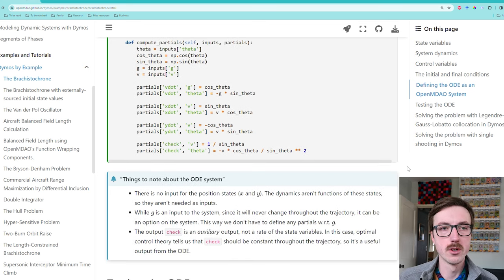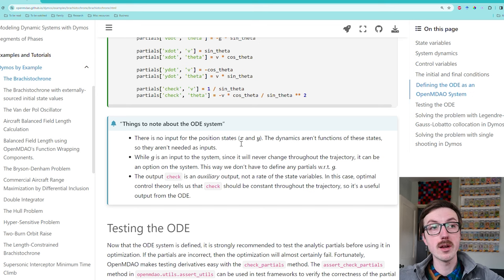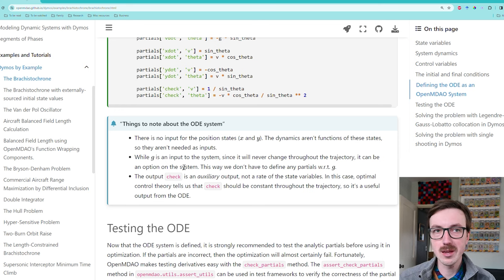Now let's delve into this a little bit. Rob did a great job of outlining some important points here. He notes that there are no inputs for the position states x and y. That's because the dynamics don't care about x and y. They only care about v, the current velocity. Additionally, g is an input. Gravity is the same throughout. We don't need derivatives with respect to gravity because in this case, it's not changing. Again, if you have a spacecraft, maybe it's changing. But in this case, it's not.